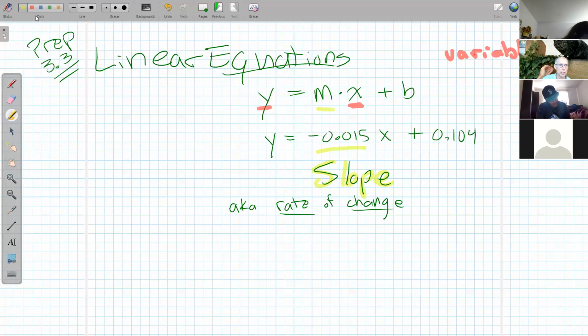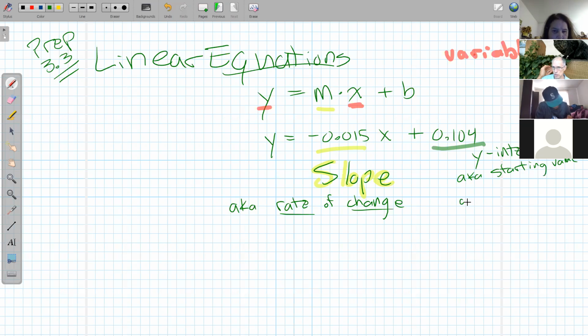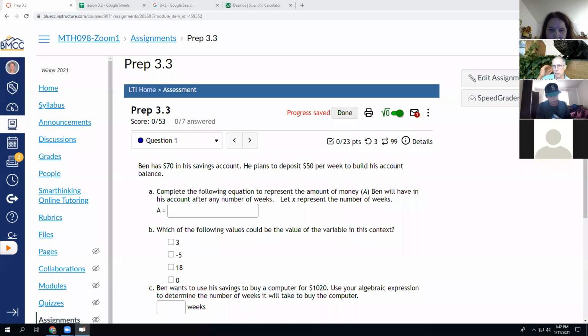The other number over here is often called the y-intercept or the starting point. Initial value, intercept, sometimes also known as a starting value. Also known as like an initial value. And so we just got a few situations that have things like that in them that we're going to play around with in the prep.